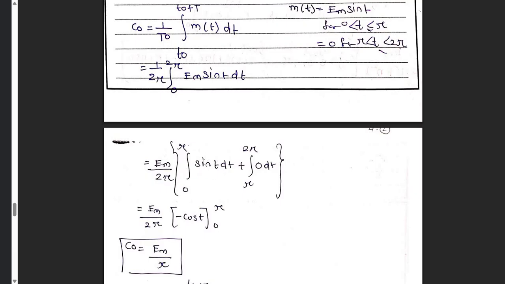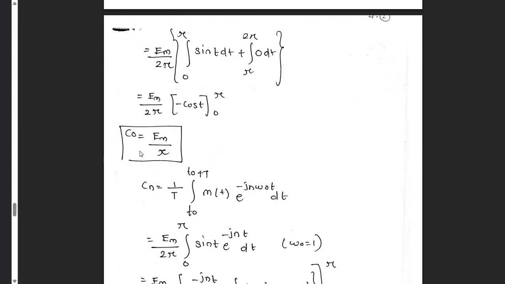Only for the first term, the integration of sin t is minus cos t over the period 0 to pi. So cos of pi and then cos of 0. Cos of pi is minus 1, with the minus sign, and cos 0 is 1. So in total it is 2, and this 2 will get cancelled, and therefore C0 will be Em by pi.